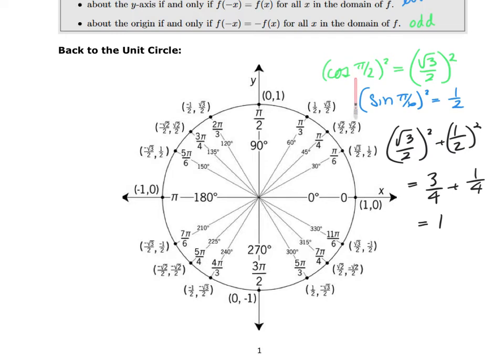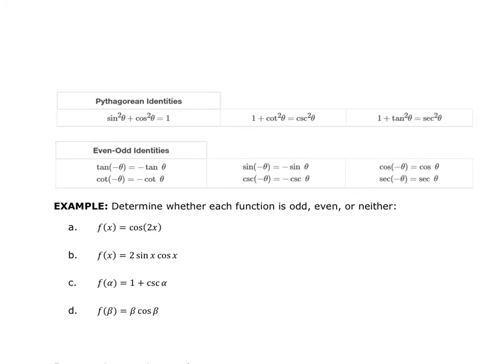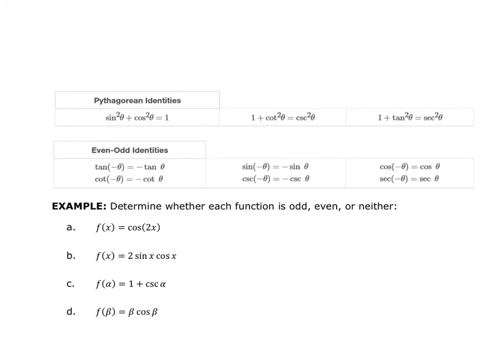So that works for pi over 6. Both are pi over 6. Does it work for all the rest of them? And the answer is yes. As long as my angles are the same, when I square the cosine of that angle plus the square of the sine of the same angle, this will always equal 1.